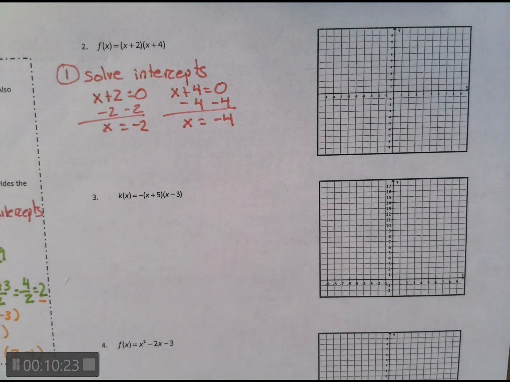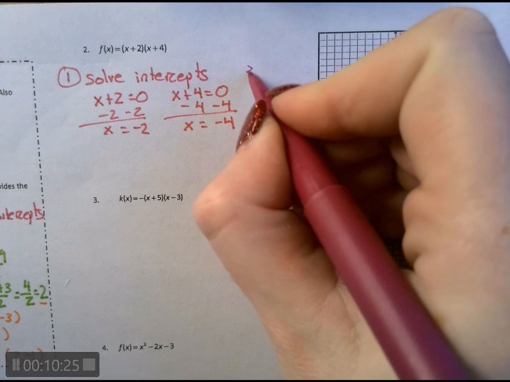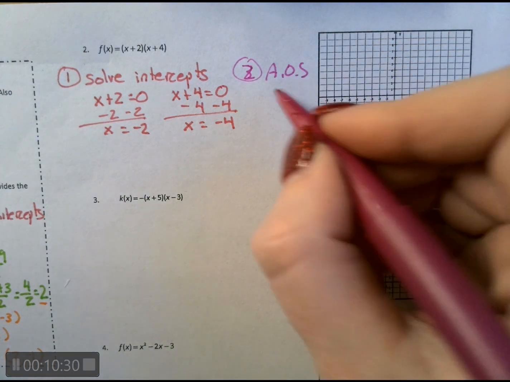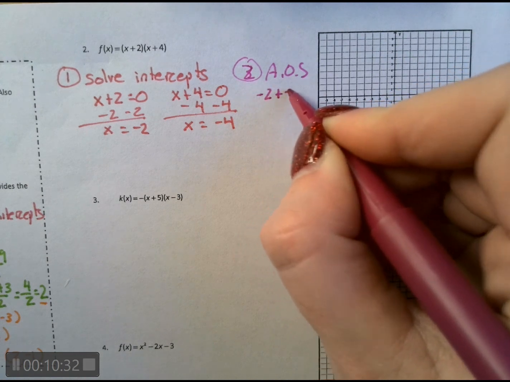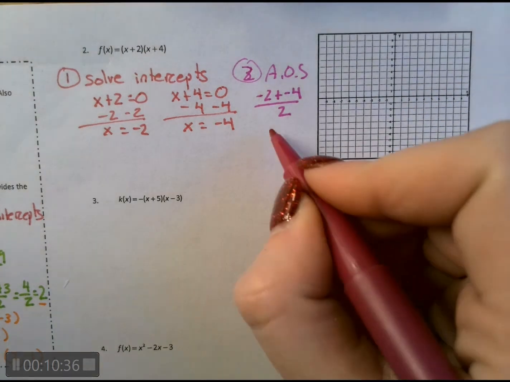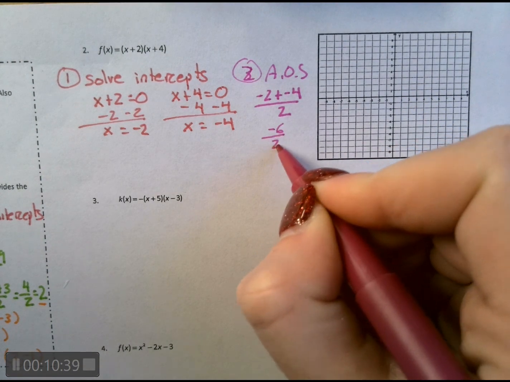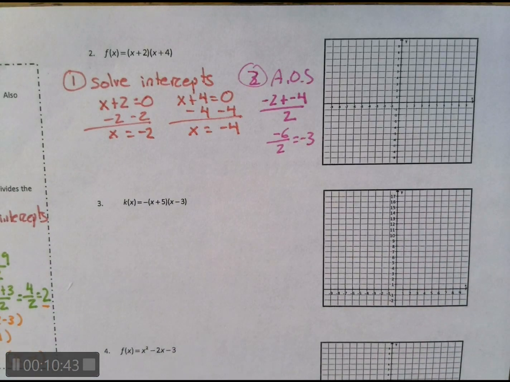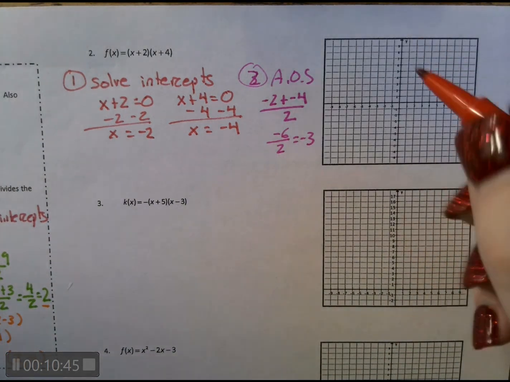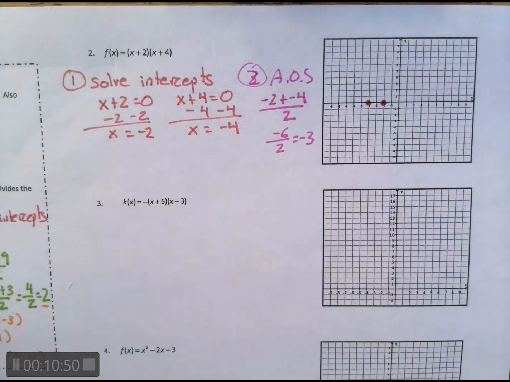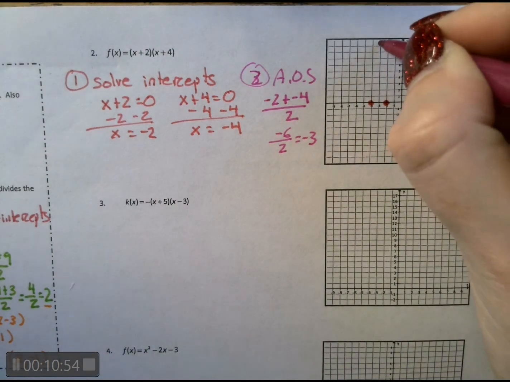Then I'm going to solve for my axis of symmetry. So I have negative 2 plus a negative 4 divided by 2. So that's going to give me negative 6 divided by 2, which will equal negative 3. Oh, I have not been graphing things. Sorry. Okay, so we have negative 2 and negative 4, and an axis of symmetry at negative 3.